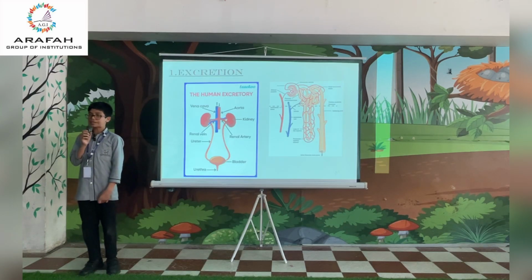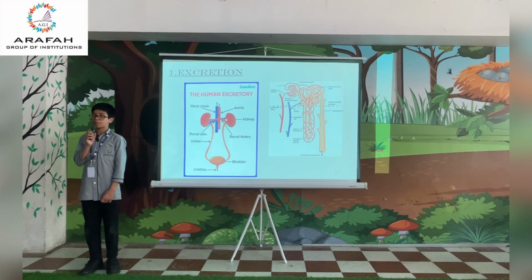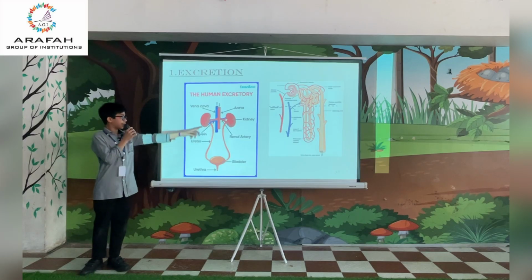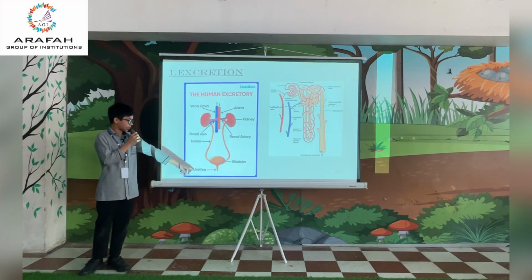A normal adult human being excretes about 1.5 to 2 liters of urine per day. The urine is temporarily stored in the urinary bladder, which is emptied once it gets filled. Various organs form the excretory system of human beings: the kidneys, ureters, urinary bladder, and urethra.